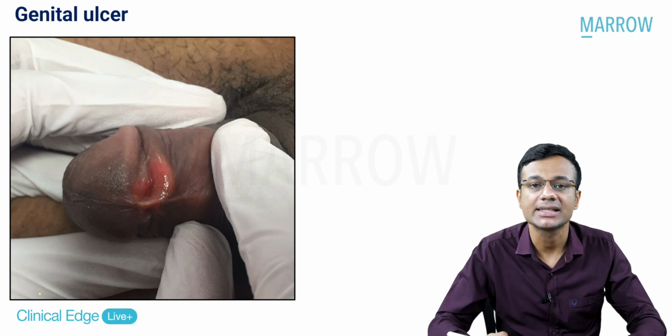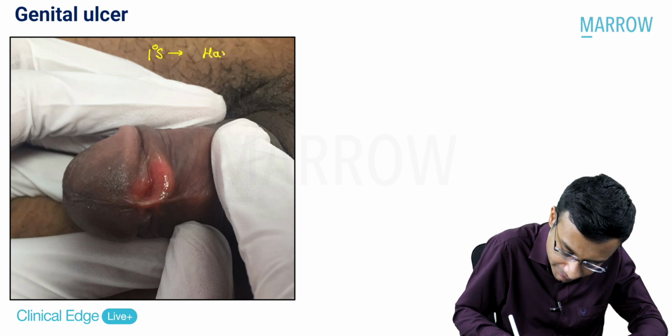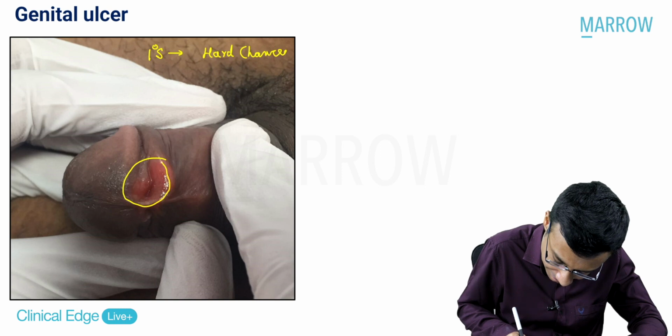Now let us see the ulcer of primary syphilis. Primary syphilis is also referred to as hard chancre. You can see this single ulcer over here.